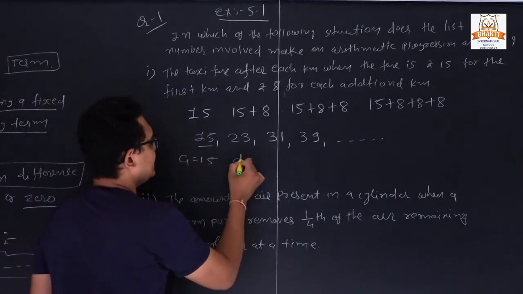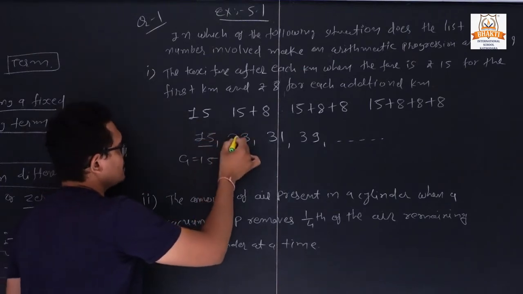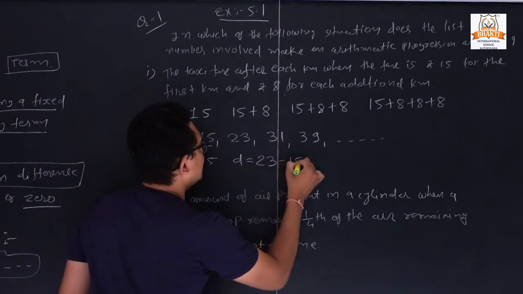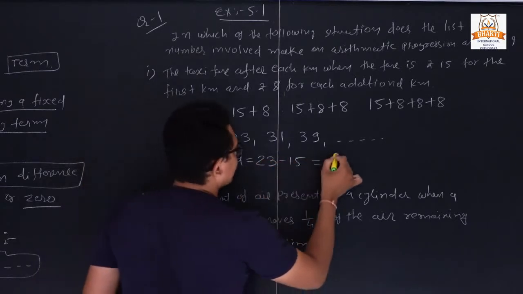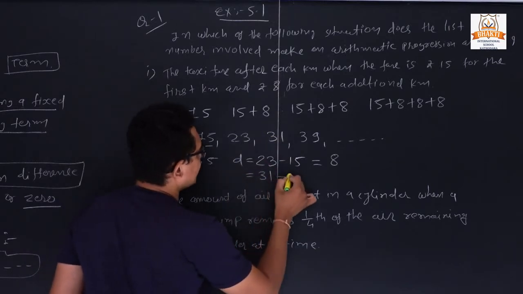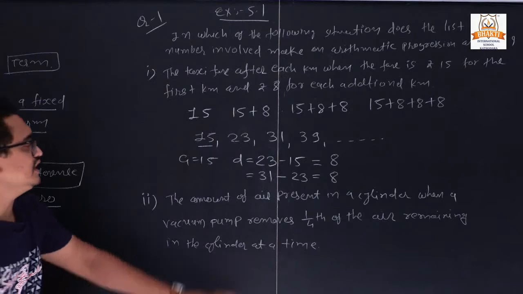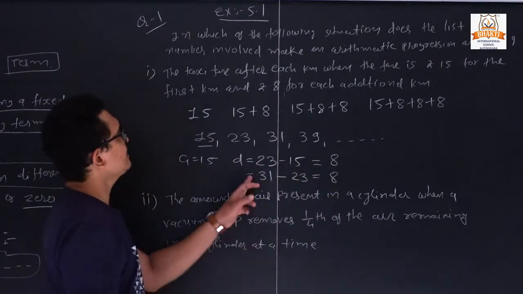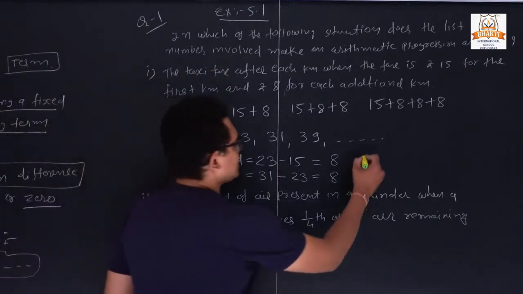And how can we find the difference? By subtracting the first term from the second term. So 23 minus 15. What is its answer? 8. Once again we can also find the difference like that, 31 minus 23. So the second time we also get 8. So each time the difference will be 8. Clear? So we can say that yes, it is an arithmetic progression.